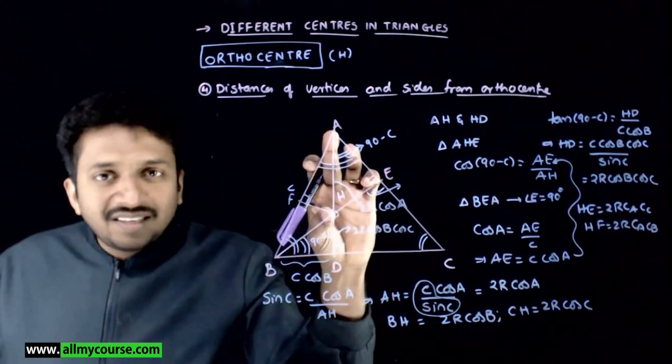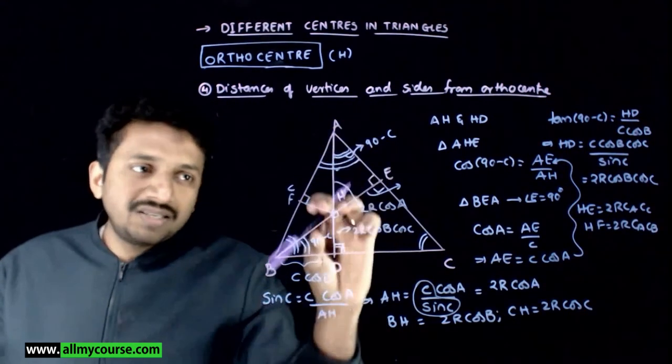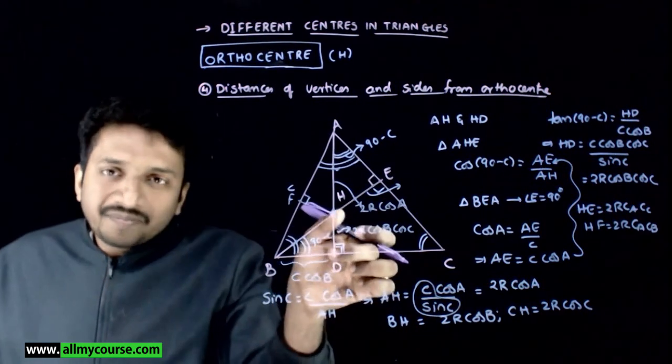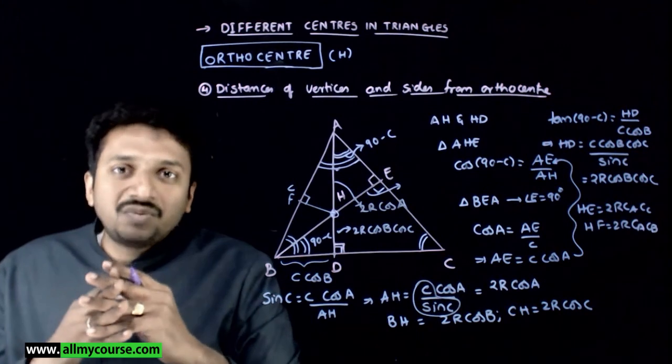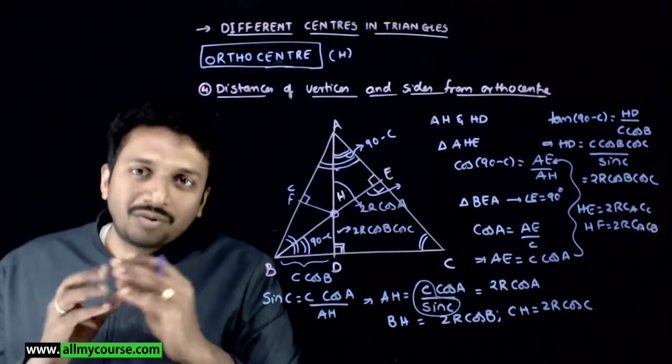So these are the distances of the orthocenter from the vertices and the sides. These are the properties which you need to know about the orthocenter.